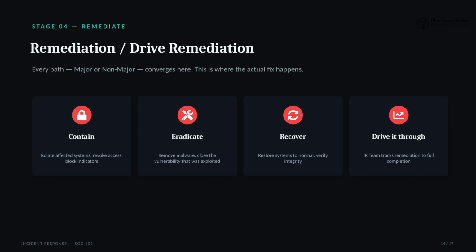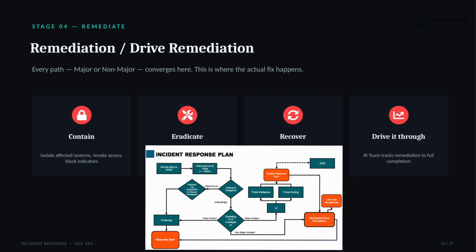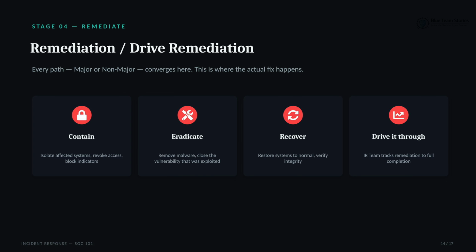Remediation. The next stage is remediation. The goal of remediation is to contain the threat, remove the root cause, and restore normal operations. This may involve isolating systems, removing malware, resetting credentials, applying security patches, and strengthening security controls. Regardless of the incident type, every investigation eventually leads to remediation.